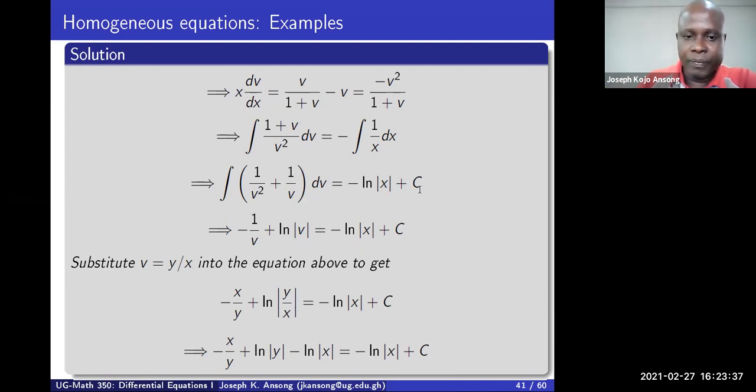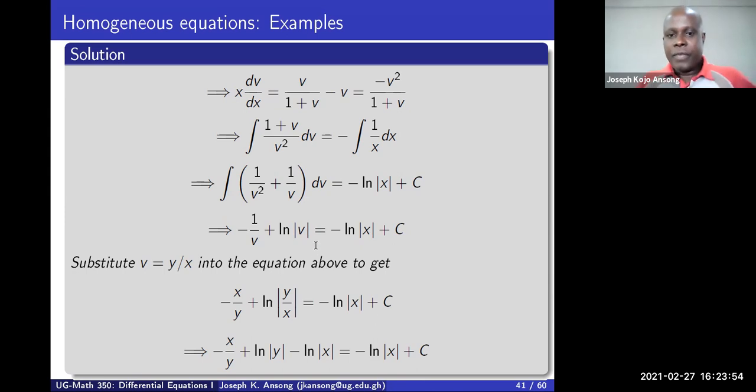Okay, this is the same as 1 over v squared. 1 over v squared is the same as v to the negative 2, so it's easy to integrate. You get negative 1 over v. If you integrate 1 over v, you get ln v. And it's equal to the right-hand side.